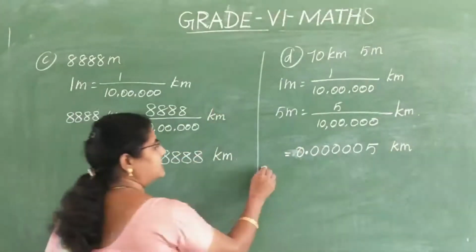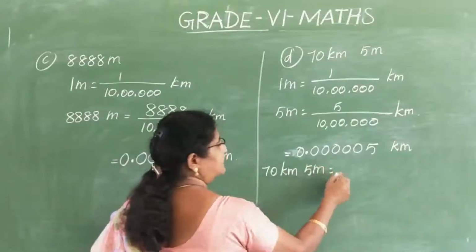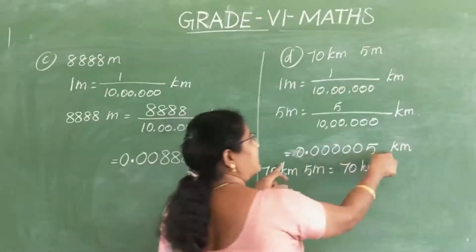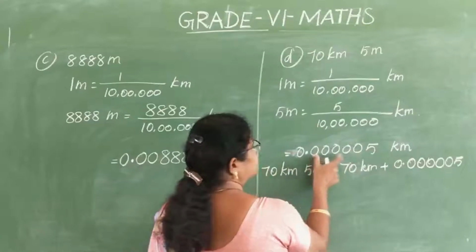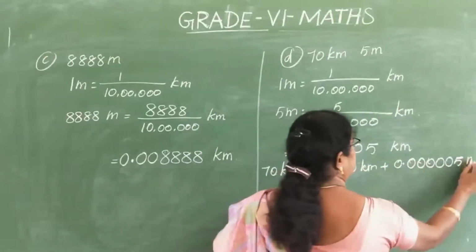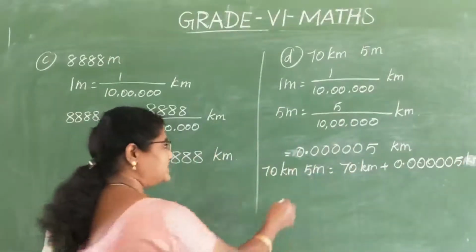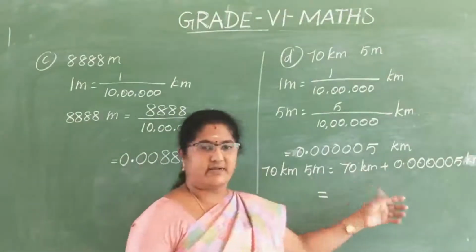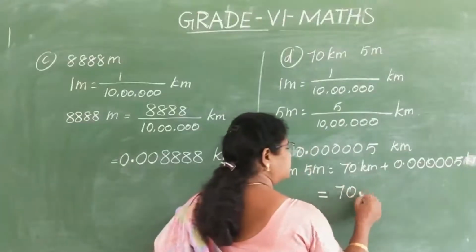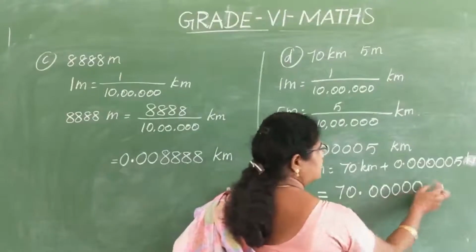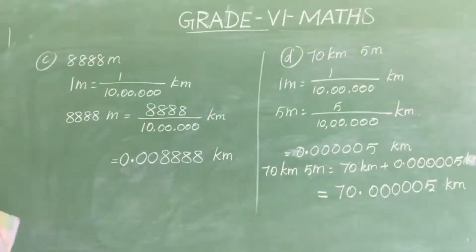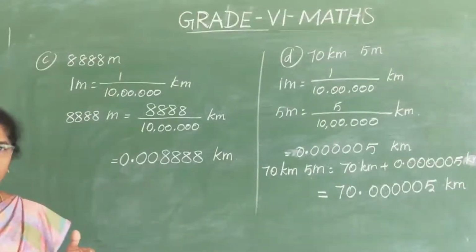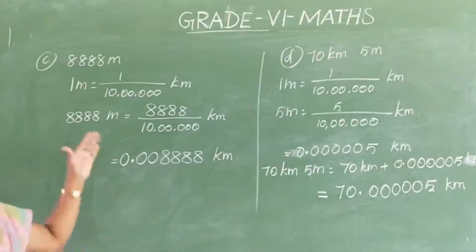Now together, 70 kilometer 5 meter equal to 70 kilometer plus 5 meter, what do we write? 5 meter is 0.000005 kilometer. Now write together. This is the whole number, this is the decimal. So together we write 70.000005 kilometer. Understand? I think you know how to convert the lower unit into the higher unit. Okay, one more Roman numeral is there. Write all this.